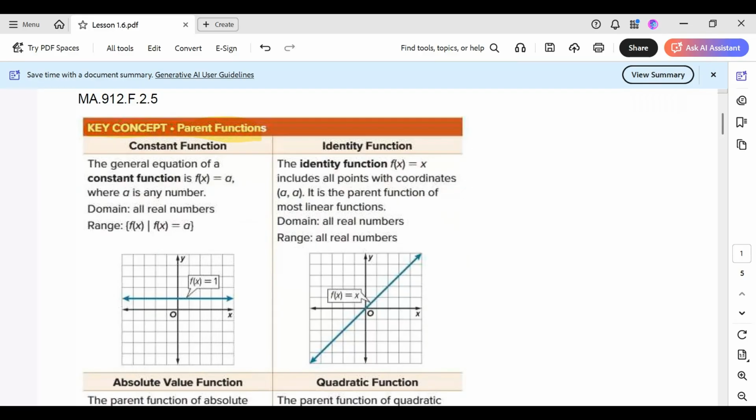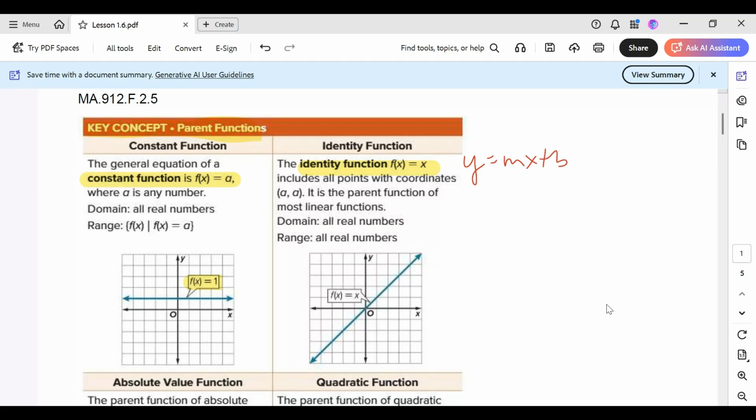We have our constant graph, which means it's a fixed number. So basically you're plotting an equation on the y-axis, and that's all it is. Then we have our identity graph, which is f of x equal to x, where we are seeing our first line situation, which means this is also where we see our y equals mx plus b.